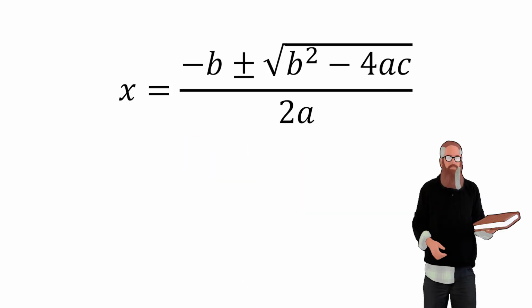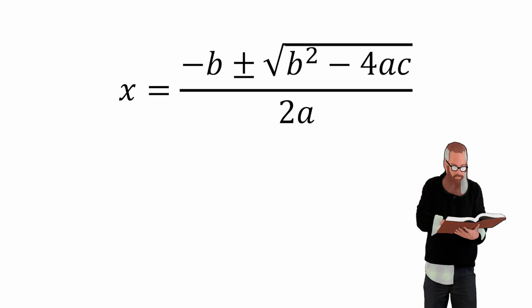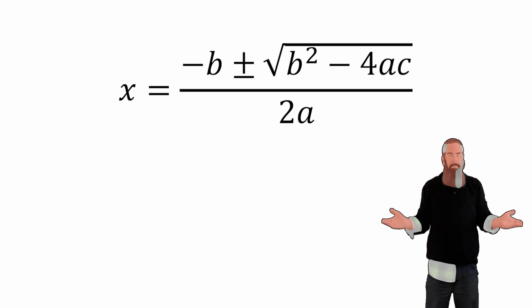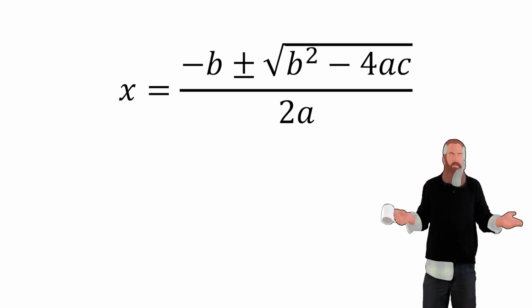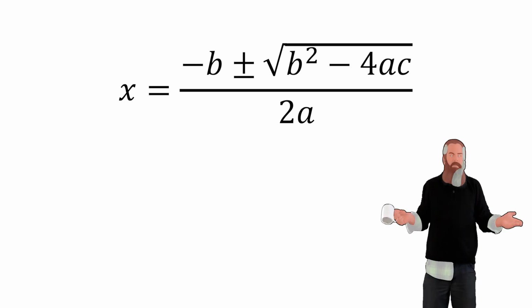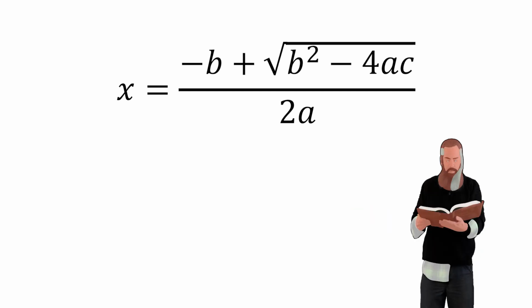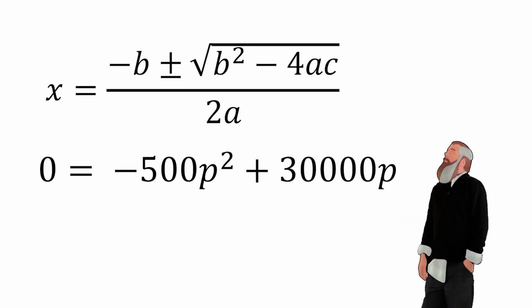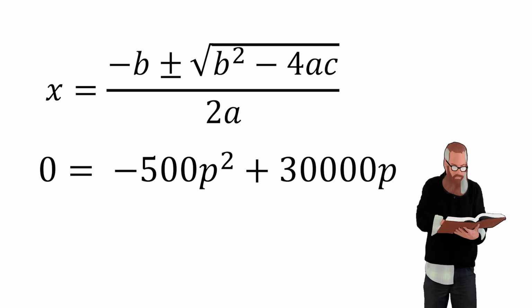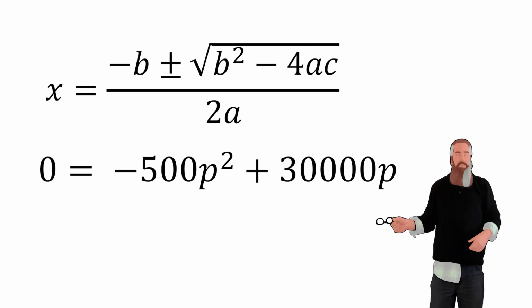The quadratic formula can be used to find the roots of quadratic equations. The quadratic formula for ax squared plus bx plus c equal to 0, when a is not 0, is that x is equal to negative b plus or minus the square root of b squared minus 4ac, all over 2a, where that plus or minus reads as two solutions, both the plus of the root and the minus of the root. Use the quadratic formula to find the roots of negative 500P squared plus 30,000P equal to 0, where a is negative 500, b is 30,000, and c is 0.